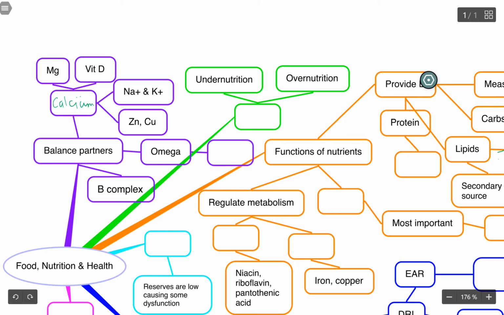Calcium needs to be balanced with magnesium intake, with vitamin D, sodium, potassium, zinc, and copper all need to be balanced with calcium. Also our omegas, the omega-3s and 6s, also need to be balanced, as well as all of the B-complex vitamins. Now patients can be malnourished and undernourished, as well as malnourished and overnourished. So malnutrition comes in many forms.